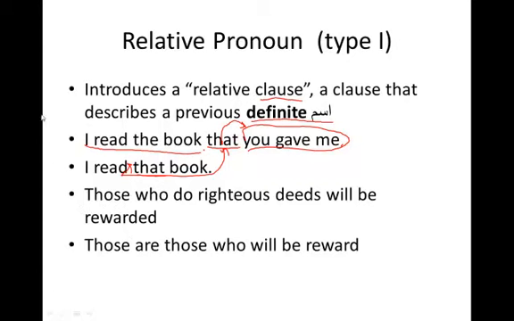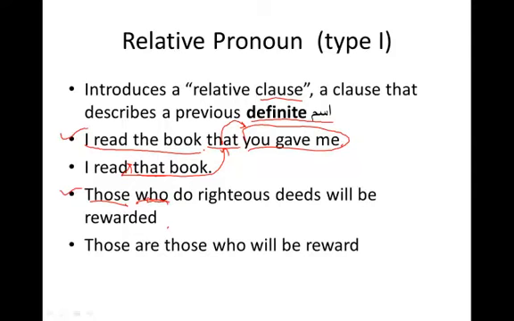Again, we'll have another example. Those who do righteous deeds will be rewarded. This, who do righteous deeds, is pretty much a full sentence. It doesn't sound like it, but it is, at least a full clause. This, those, what is it describing? It's describing something that came in the sentence before, or something that's coming at a different time. But either way, it's introducing a descriptive clause to another noun. So this is a relative pronoun. Check.